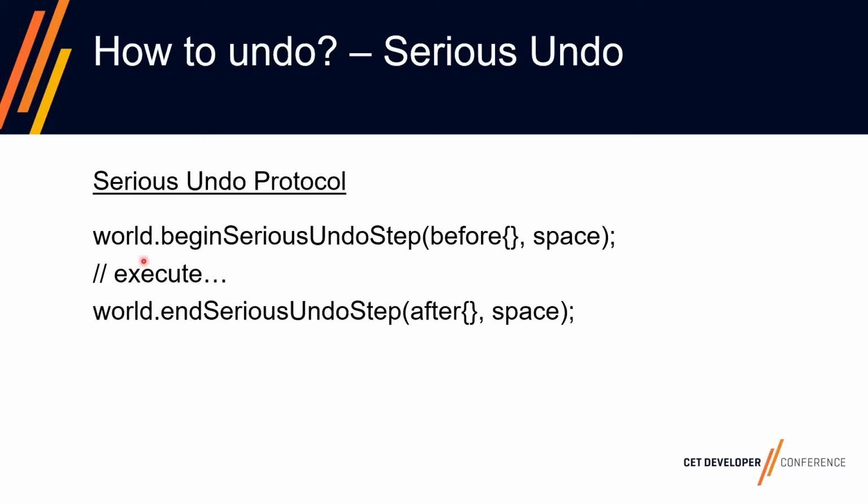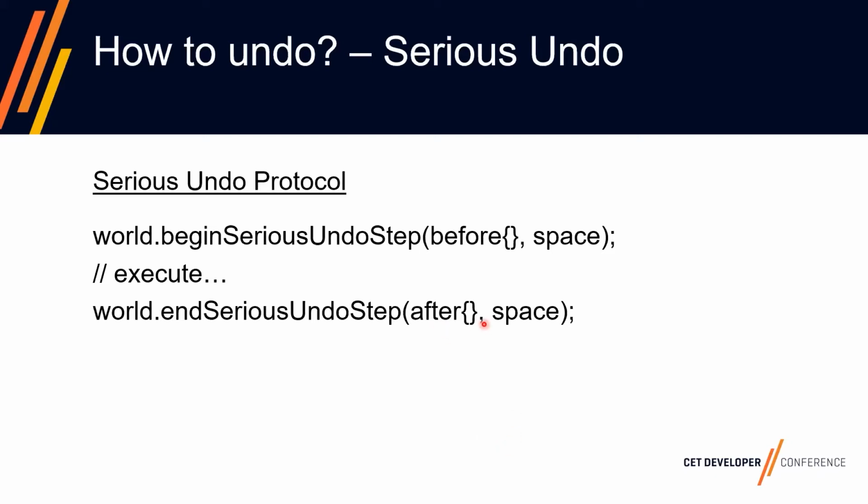If you want to do a serious undo, what you need to do is tell the world to begin a serious undo step, and then you put in a list of snappers that are going to be affected in this step. So let's say you're going to change, for example, 3 snappers in here, then you have to put the affected snappers, which are 3 snappers, into here. So it will record a snapshot of the state before the actions happened. And then once you are done with the executions, you're going to put in the after state.